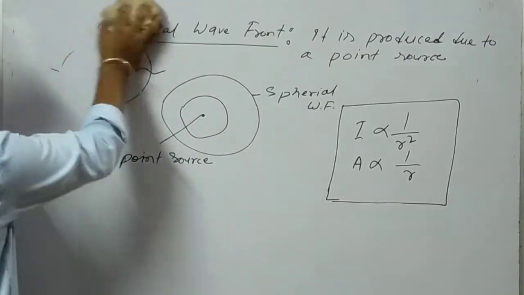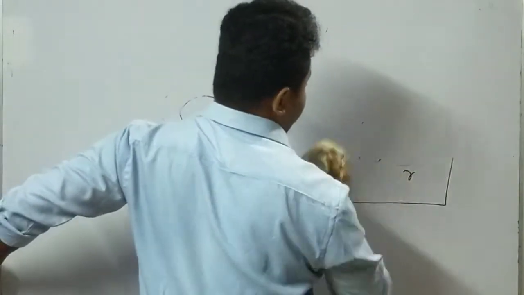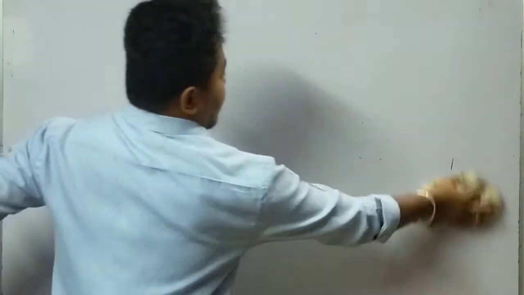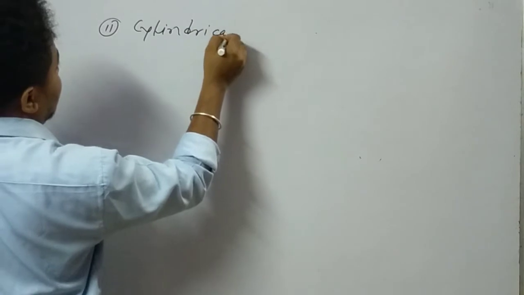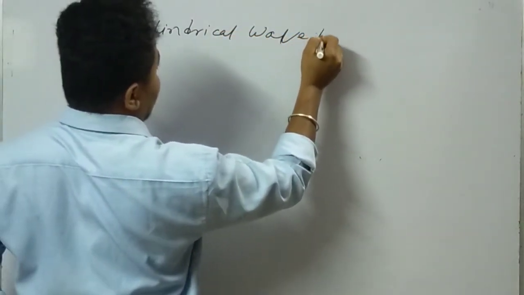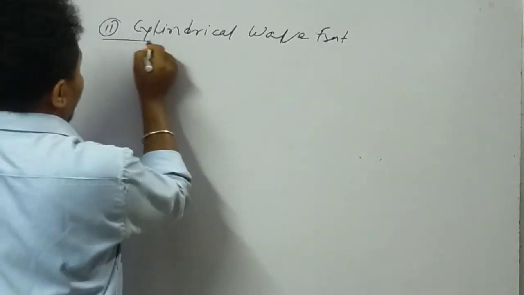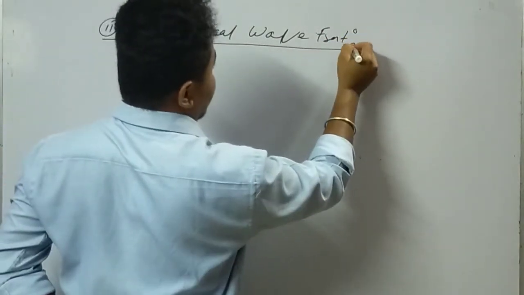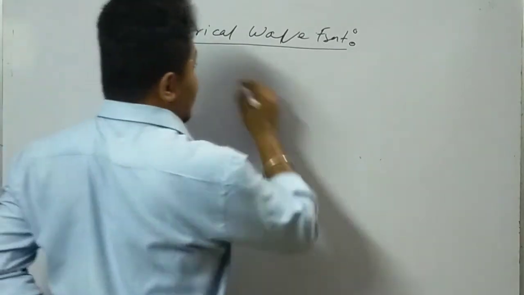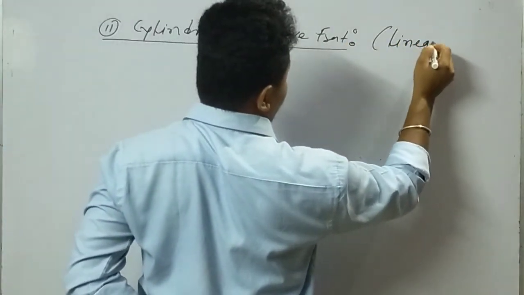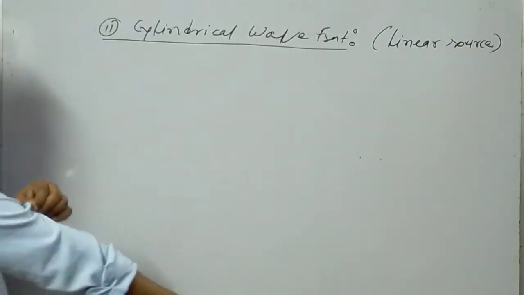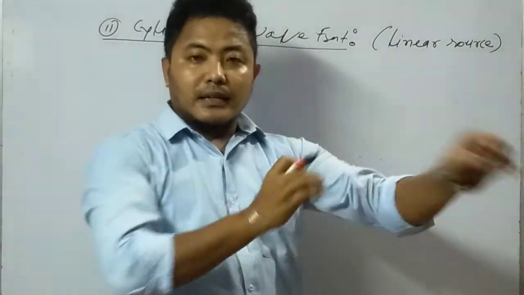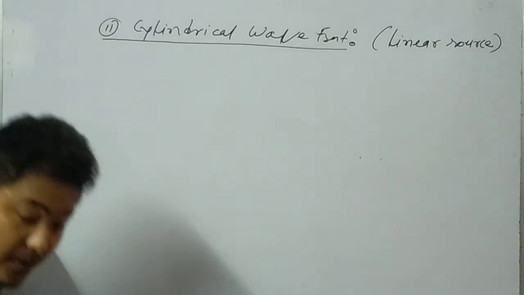Next we will go to the cylindrical wavefront. Number 2, cylindrical wavefront. As we found, the spherical wavefront is produced due to a point source. Now this is produced due to a linear source. Cylindrical wavefront is produced due to a linear source of particles. So what is a linear source of particles?